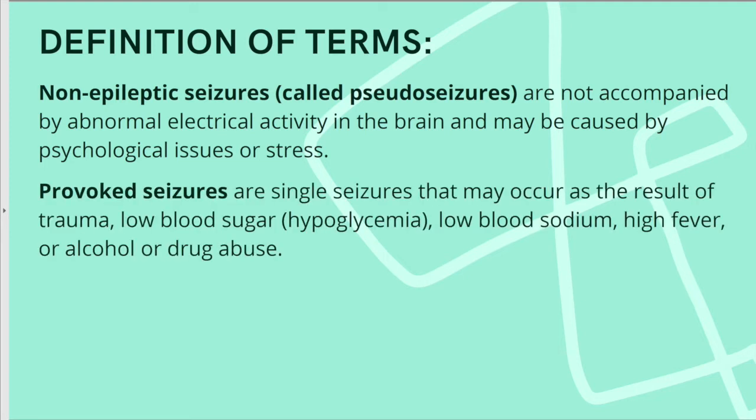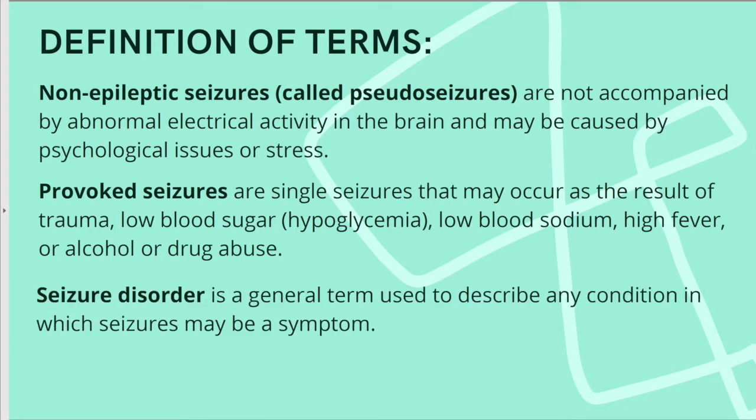So next is provoked seizures. These are single seizures that may occur as the result of trauma, low blood sugar or hypoglycemia, low blood sodium, high fever, or alcohol or drug abuse. Fever-related or febrile seizures may occur during infancy but are usually outgrown by age 6. After a careful evaluation to estimate the risk of recurrence, patients who suffer a single seizure may not need treatment.